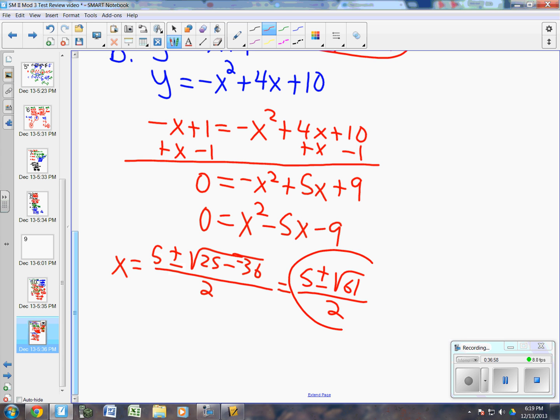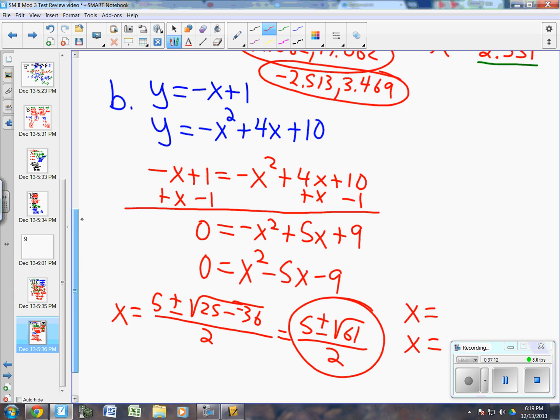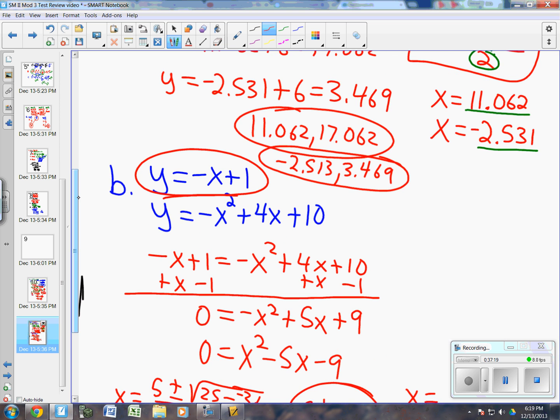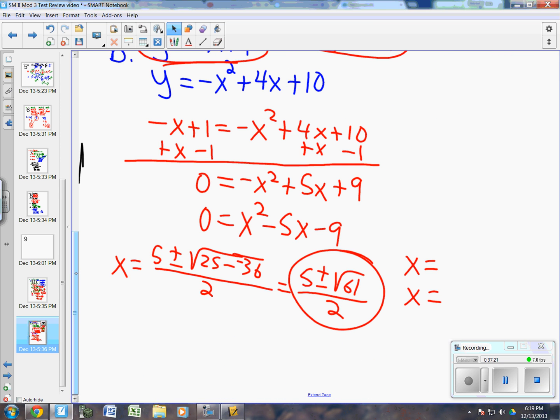Once again, I'm not going to do this part for you. Put that in your calculator. Get the decimals. You're going to get two x numbers: 5 plus the square root of 61 divided by 2, and 5 minus the square root of 61 divided by 2. Plug them into the linear equation, this one right here, y equals negative x plus 1. Get the y numbers, and then you are set.